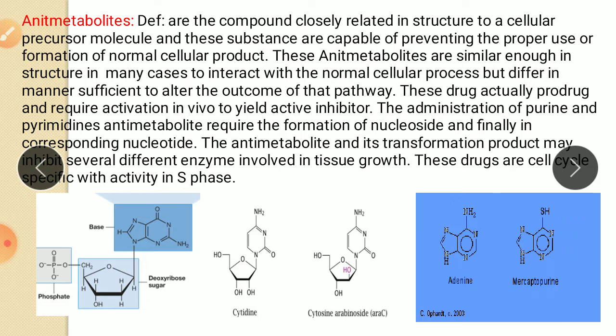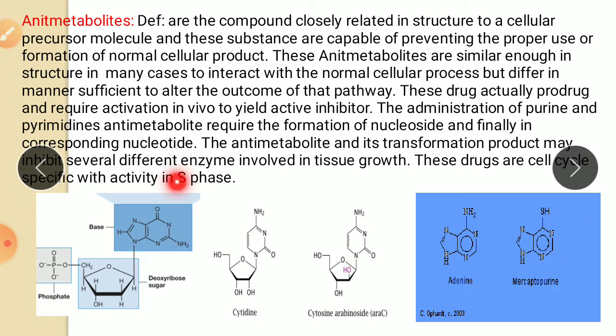As we know, DNA and RNA are made up of bases, sugar and phosphate group. In the bases of DNA and RNA, there are two types: purine bases and pyrimidine bases. In the case of purine bases, adenine and guanine are the examples. In the case of pyrimidine bases, uracil and cytidine are the examples.